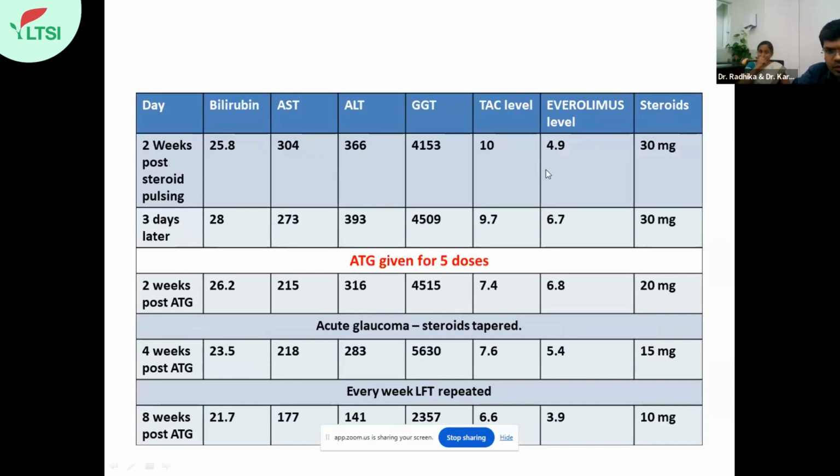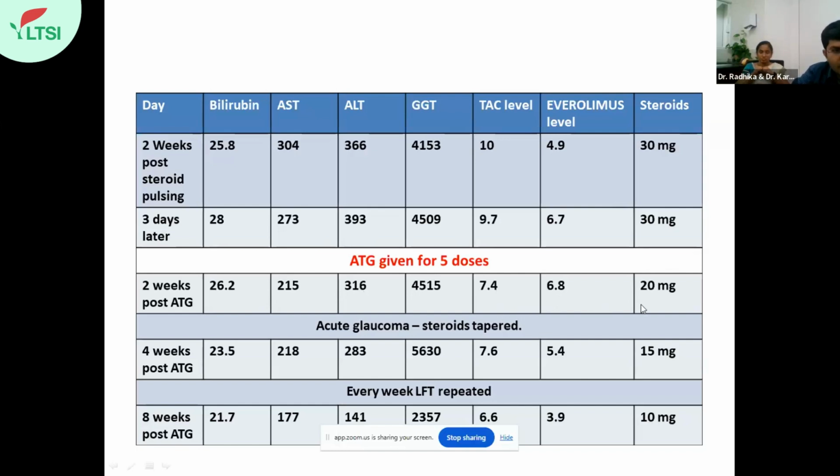We were maintaining a higher dose of immunosuppression with combined TAC and everolimus levels of around 14 and steroids of around 30 mg. So 3 days later, the bilirubin goes up to 28, and hence we decide for giving ATG for 5 doses. And 2 weeks post ATG, there is not much of a drop in bilirubin, it's just from 28 to 26.2. Enzymes again remain at 215 and ALT of 316. And the gamma GT of 4,500 with the TAC and everolimus combined levels of approximately around 14.